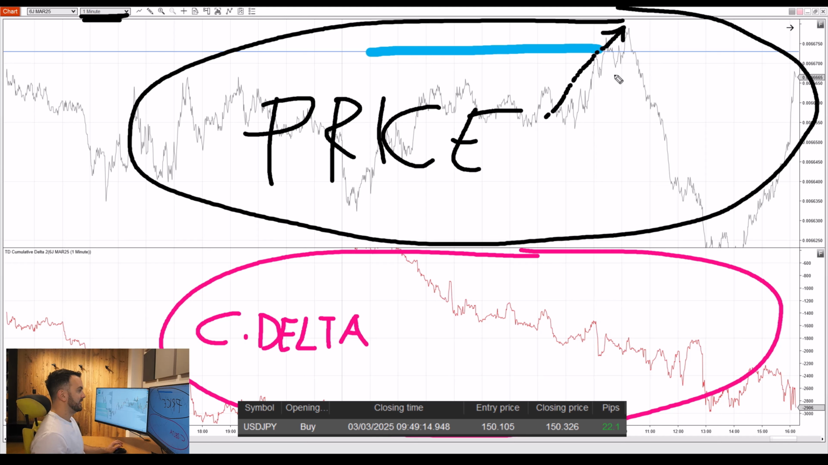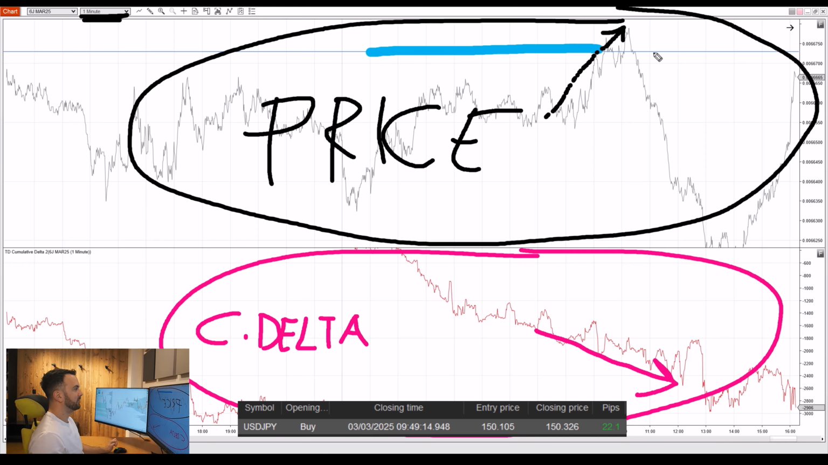Now, at the same time, check out what the cumulative delta did. It was dropping. That told me that even though the price was going upwards, sellers were actually entering their short positions. Sellers were active. There was a huge divergence between price and delta.